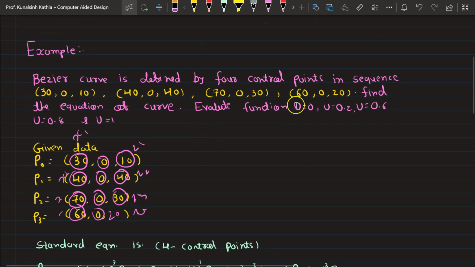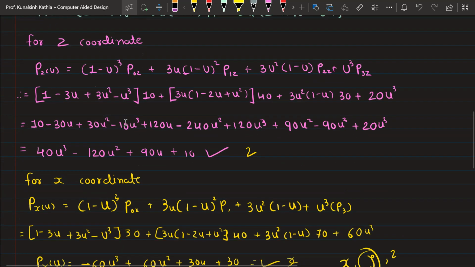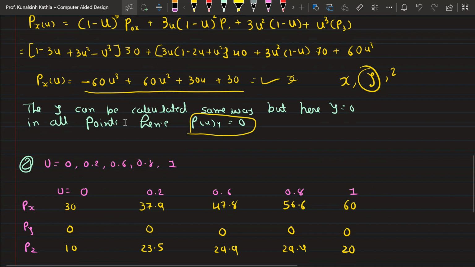In second part they are asking, evaluate the function for u is equal to 0, 0.2, 0.6, 0.8 and 1. It is very simple step. See, what I am doing here. See, u is equal to 0, 0.2, 0.6, 0.8 and 1. So you need to prepare a table. You will put 0 as a column, 0.2, 0.6, 0.8 and 1. And now what you need to do, you need to write px, py and pz.